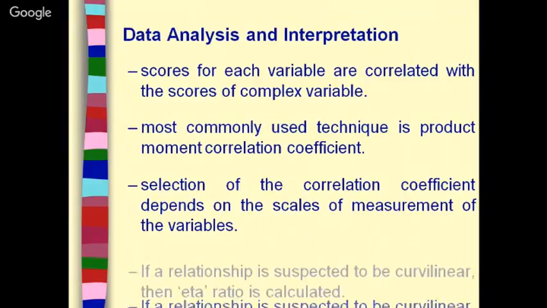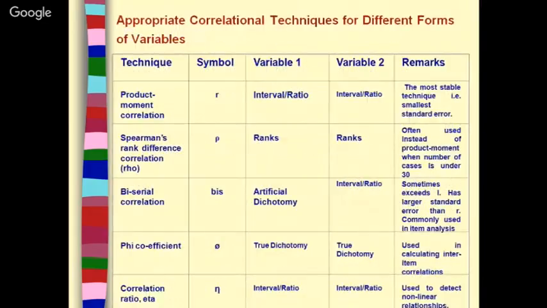So here is just a summary of the relationships. Product moment correlation, represented by r, is used if both the variables are on an interval or ratio scale. Spearman's rank difference correlation, represented by rho, we use when the data is in ranks, and the sample should be only up to 15 or 30, not more than this. And if you have quantifiable scores on the other variable, you can convert them into ranks and then use Spearman's rank difference correlation also.